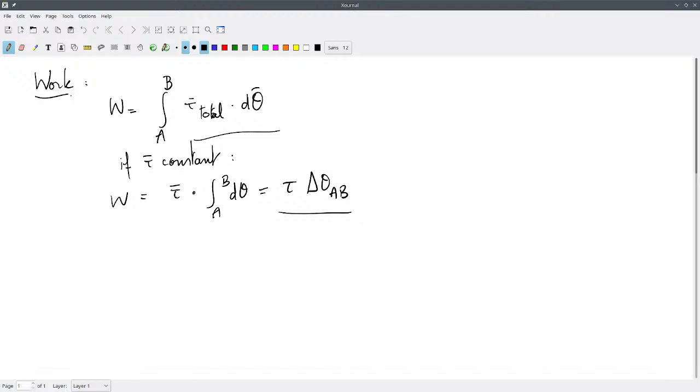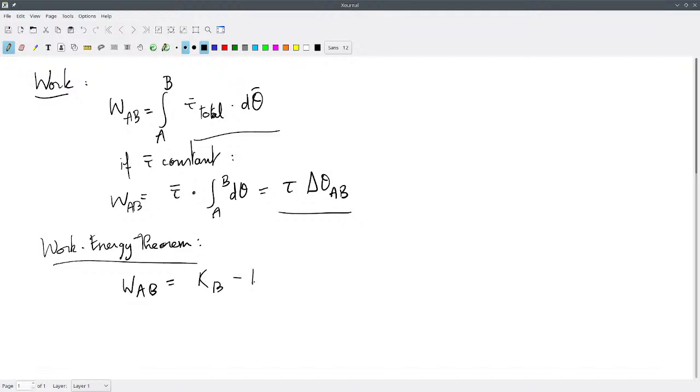So where do we use the work now? This is the work to go from A to B. The work energy theorem says, just like in the case of linear or translational motion, that the work to go from A to B will have to be equal to the change in kinetic energy.